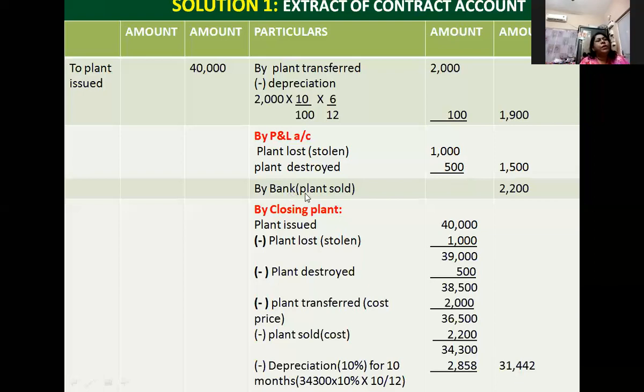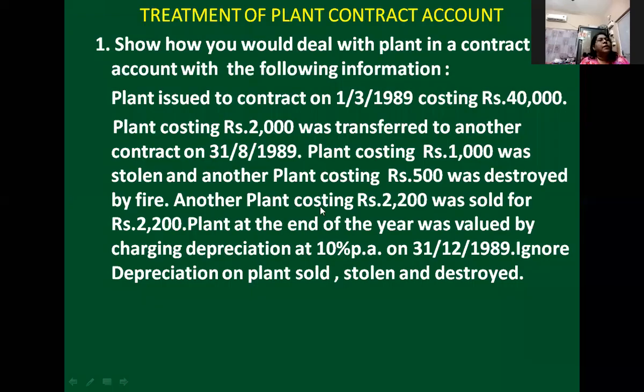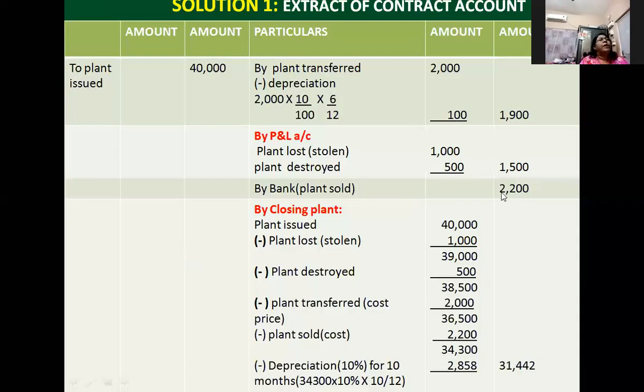So next is by bank. I mentioned over here the sold value of the plant as per the problem. That is, another plant costing rupees 2,200 was sold for 2,200. So there is no profit or loss when we are selling this plant. So we just credited this transaction by the selling value of the plant, that is 2,200.